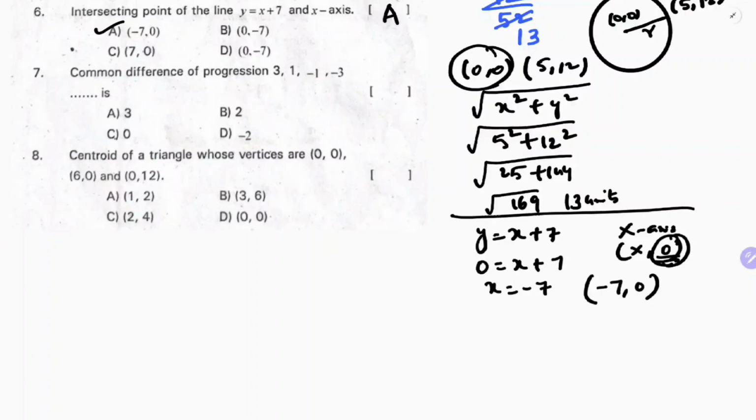Next one, common difference. How to find the common difference? Like say 3, 1, minus 1, minus 3, and so on. Common difference formula is a2 minus a1. So here 1 minus 3, which is nothing but minus 2. So the correct option is D.